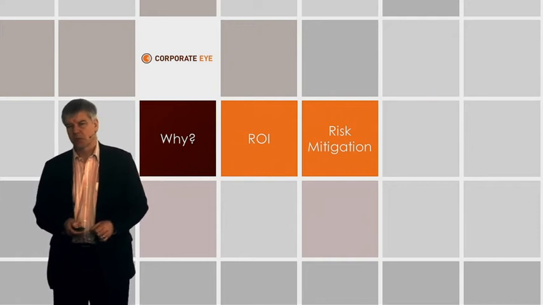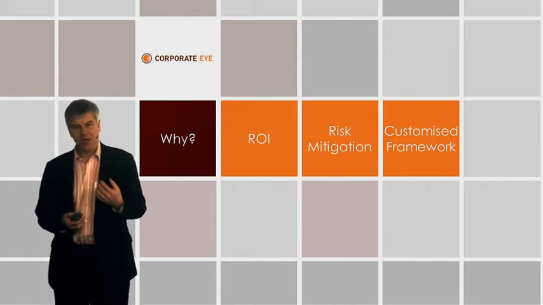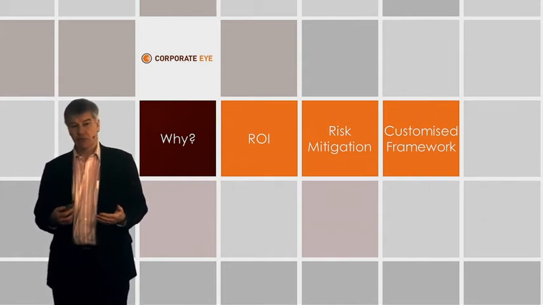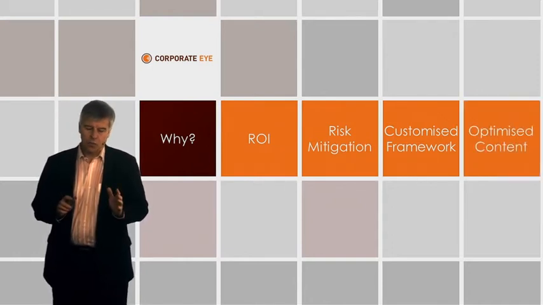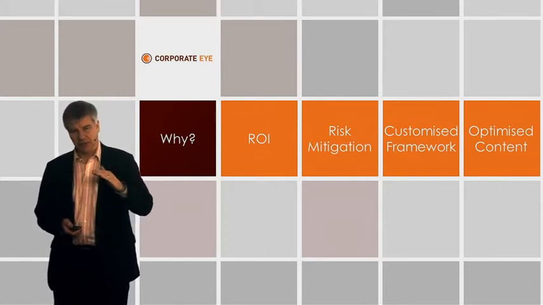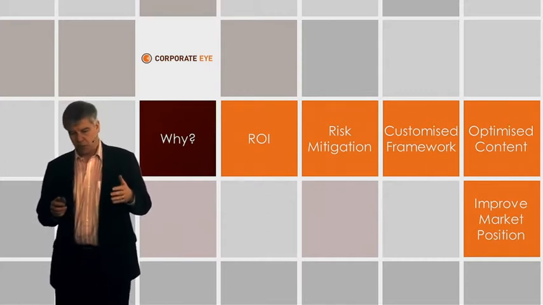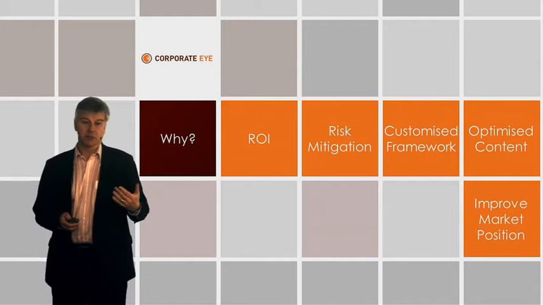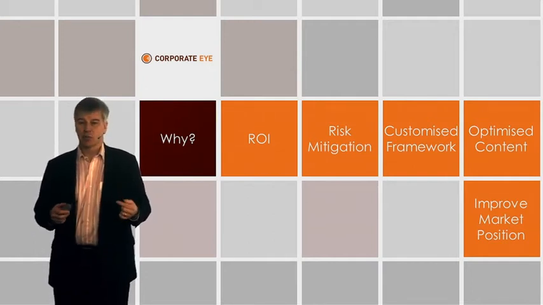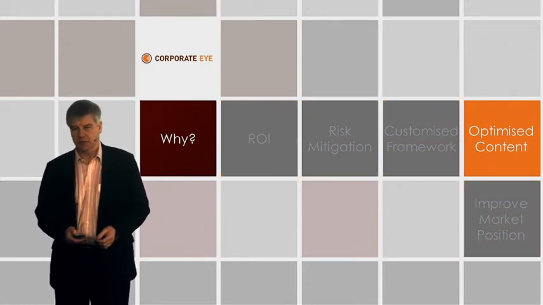The third area is providing a customized framework, and through that we help clients both measure and improve how they communicate online. In this video, we talk about improving how you use your content to better tell your story to more people in a better way and get your message over. And last, through doing all those four things, you improve your market position, how you compare to your peers, but also how you are perceived by your stakeholders. So, let's now talk about optimizing content.